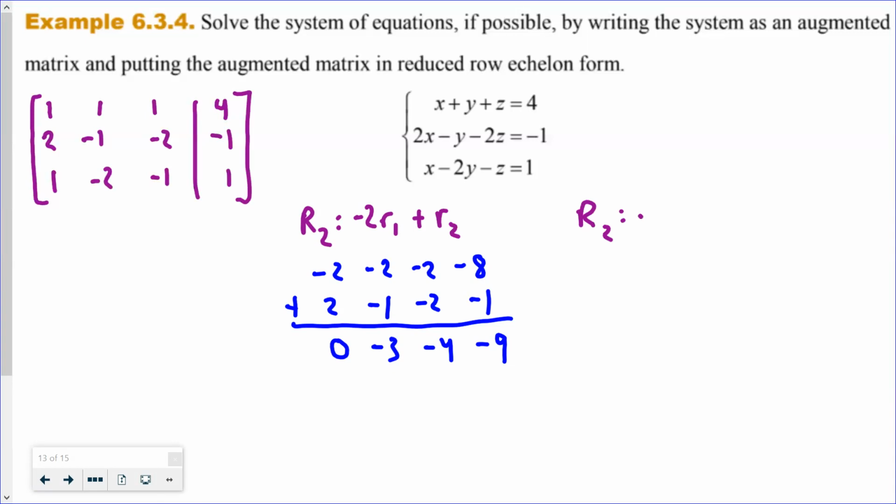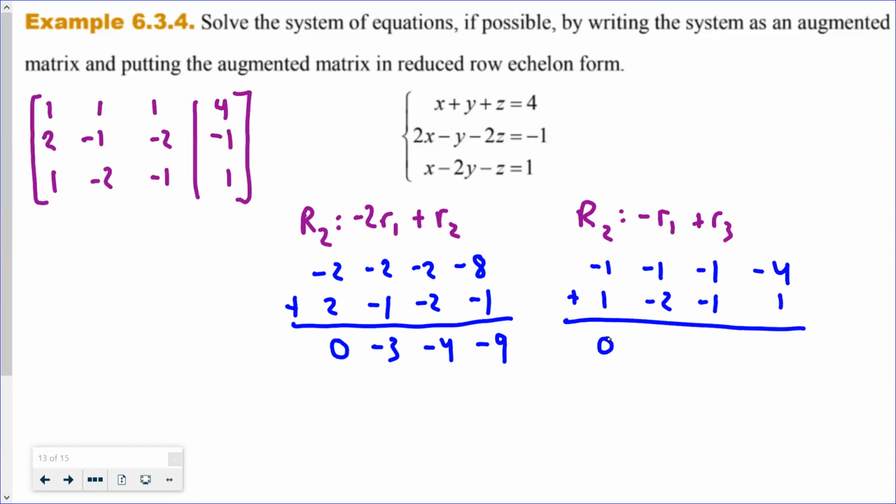All right, so I'm going to do negative row 1 and add it with row 3. So when I do this, I'm going to get -1, -1, -1, -4, and add it with 1, -2, -1, 1. That's going to give me 0, -3, -2, -3. Okay, cool. So now let's rewrite our matrix.